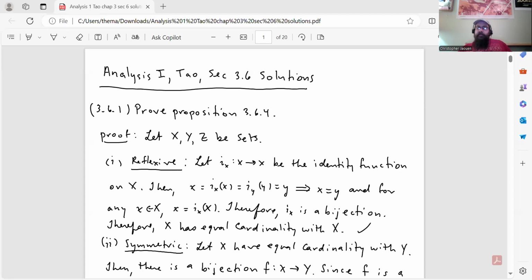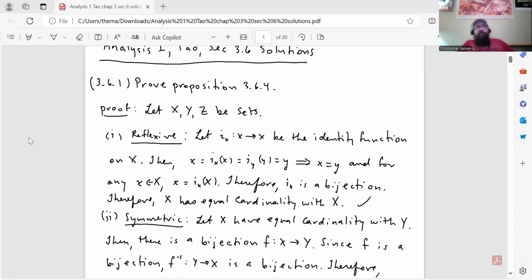All right, let me bring up the solutions. Okay, starting with problem 3.6.1, he asks us to prove proposition 3.6.4. Just to remind you what that proposition says, it says that the cardinality of two sets being equal is an equivalence relation. So that's what we want to show here. So we need to show that it's reflexive, symmetric, and transitive.